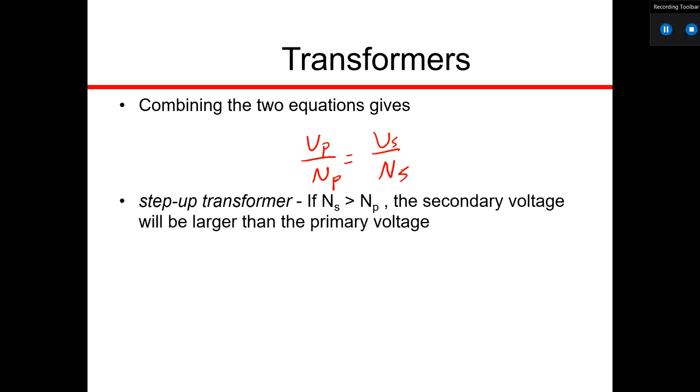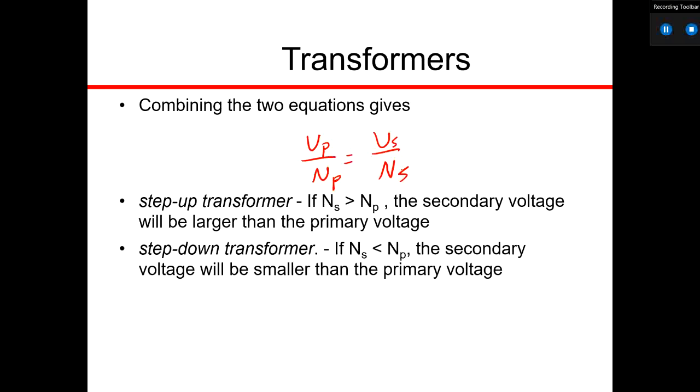If we have a step-up transformer, one that's increasing in voltage, then the secondary coil is going to have more turns than the primary. If we have a step-down transformer, then the secondary coil is going to have fewer turns than the primary. So think: more turns is an increase in voltage, and fewer turns is a decrease in voltage.